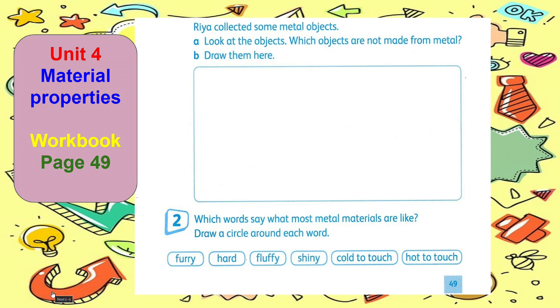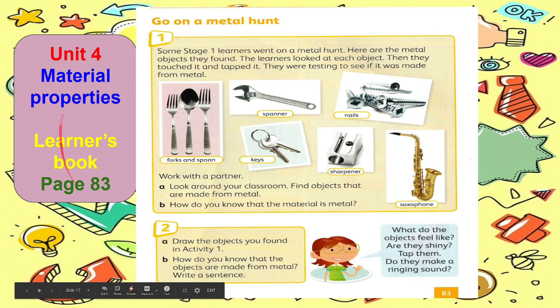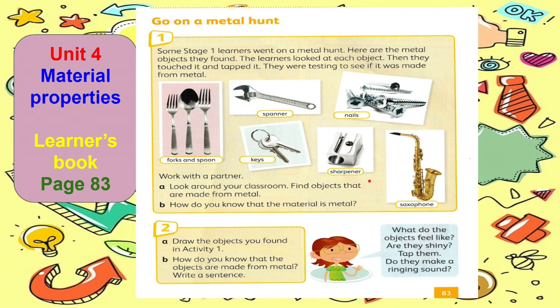Now, which words say what most metal materials are like? Draw a circle around each one. Is it furry, hard, fluffy, shiny, cold to touch, hot to touch? Now that you can sort these objects into metal and not metal, let's go for a metal hunt, just like these stage 1 learners went for a metal hunt and found some objects. Try to look at each object, and then touch it and tap it. What do the objects feel like? Are they shiny? Can you tap them? Do they make a ringing sound? So these are the things you need to know to tell that the material is metal.